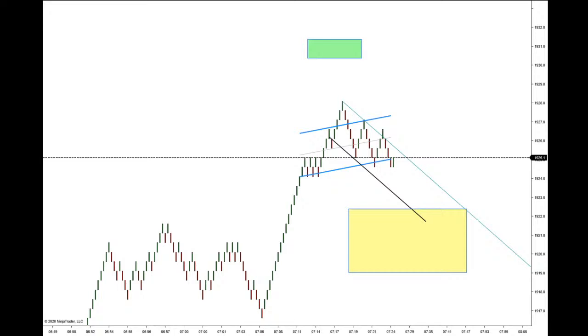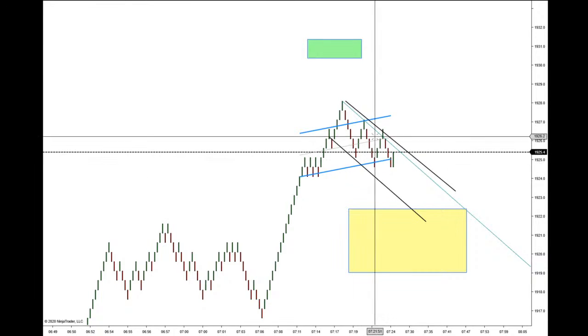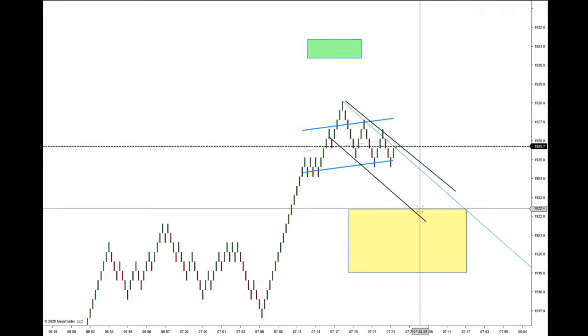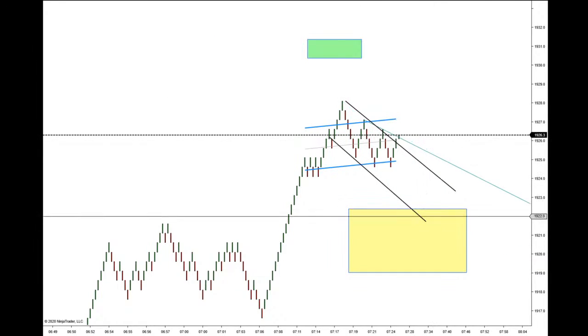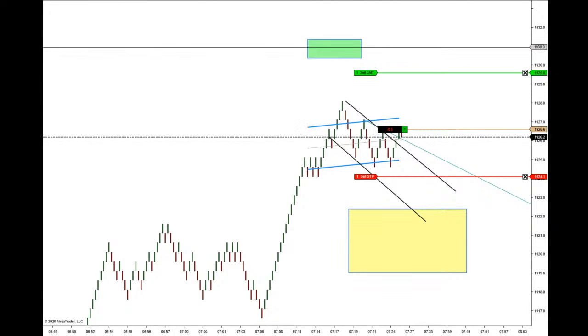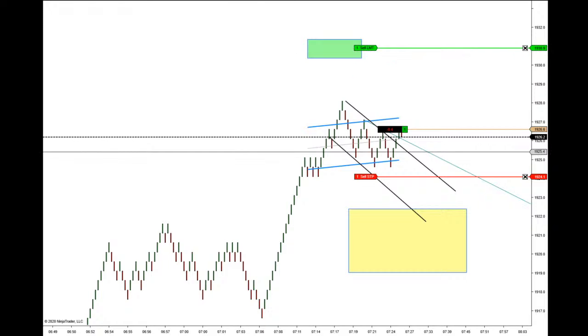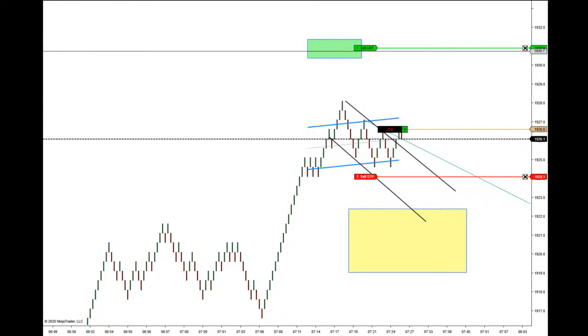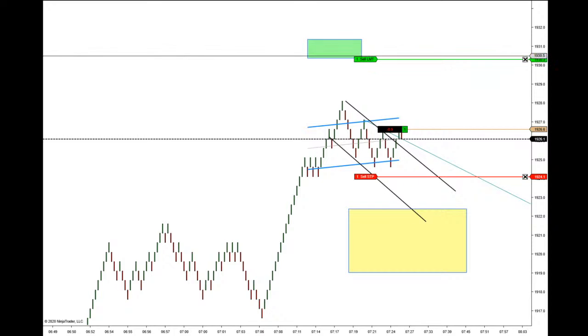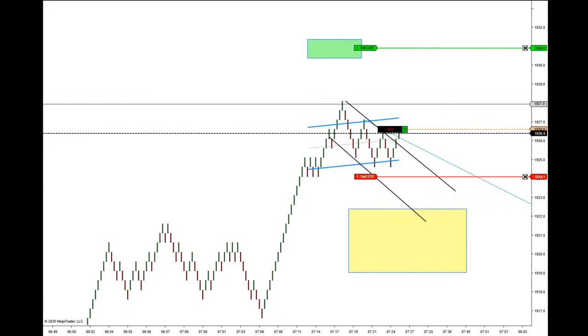Hopefully we're seeing a channel, which I'm drawing right now. Hopefully this is a channel, will come all the way down here, but it looks like it's going up again. I'm in long, going for our original target. Actually a little higher, but yeah, our original target right there. I'm going for a little higher right there.